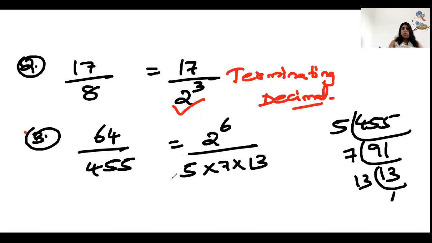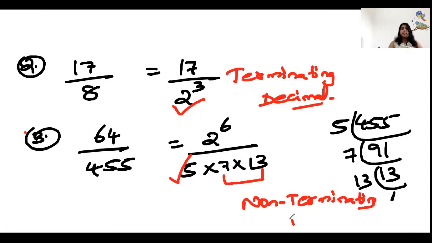Analyze this. It has a 5 factor in the denominator, that is my q, but it has an additional 7 and 13. So what I said, if something is additional other than 2 or 5, what can we say? It is a non-terminating decimal. Clear? Next question.